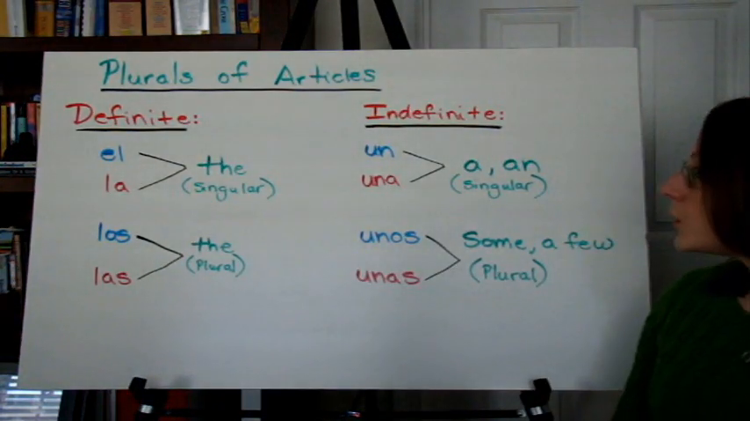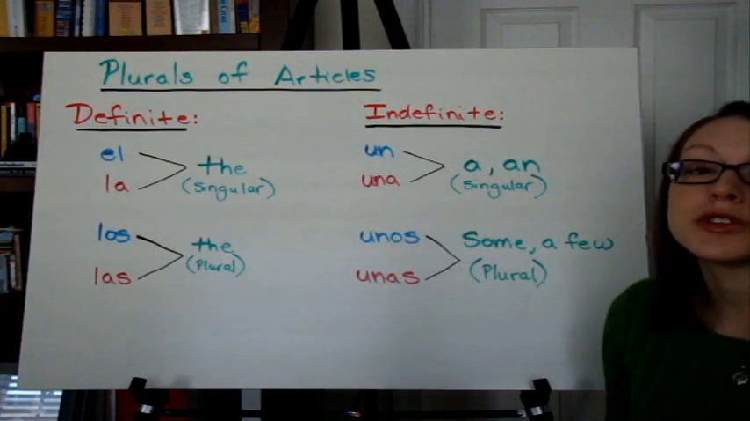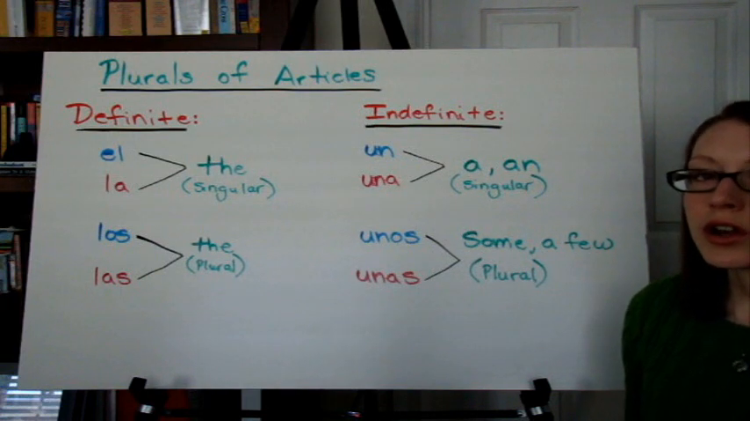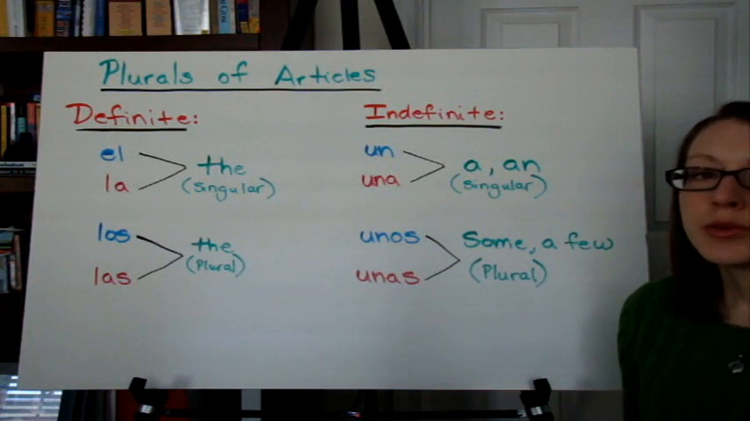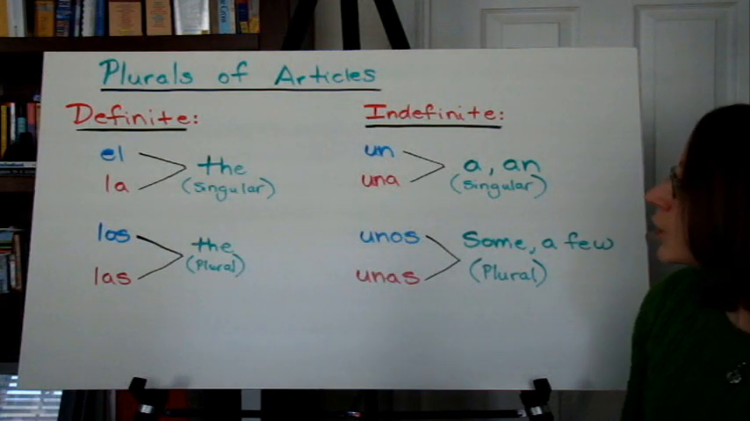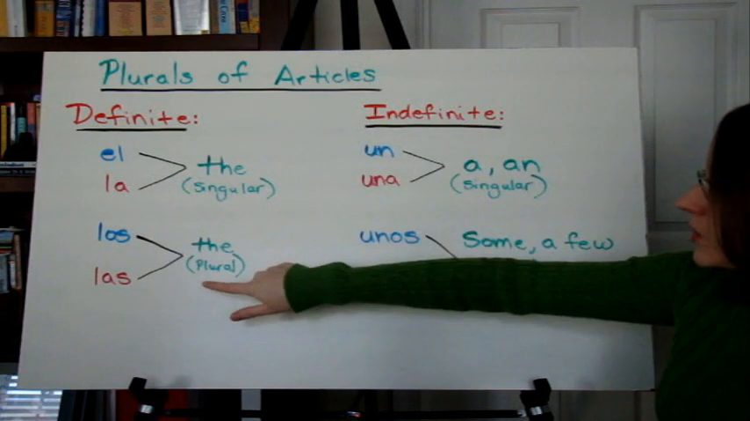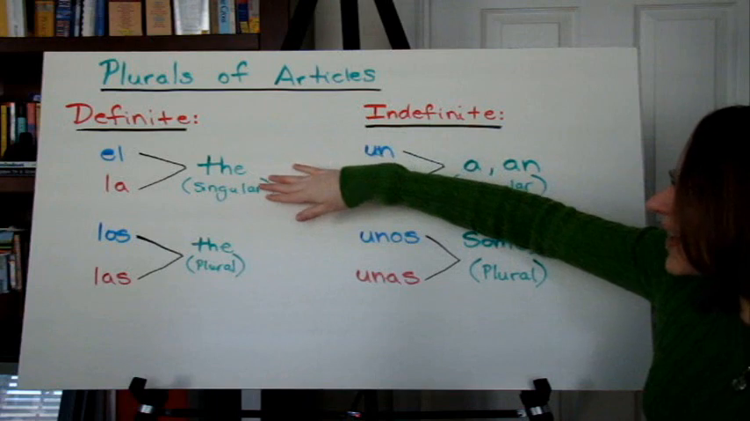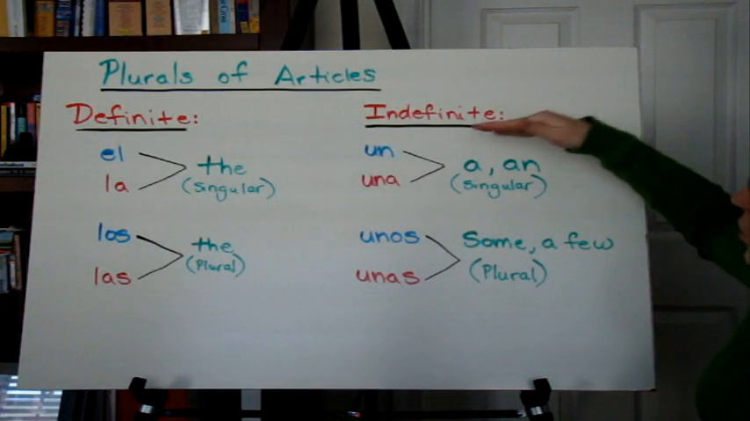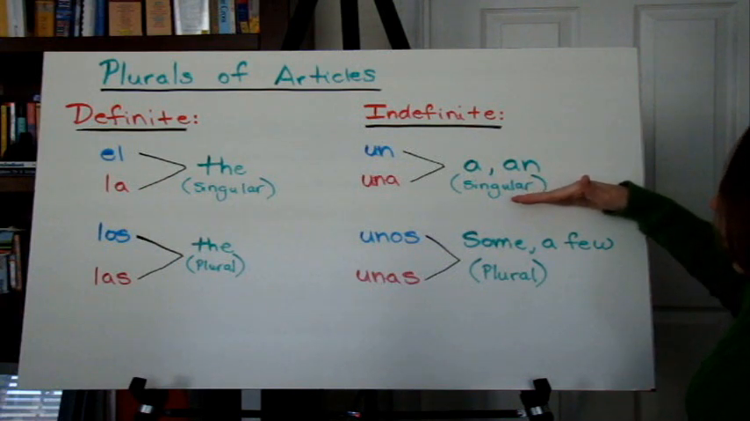Okay, in another chapter we learned the definite and indefinite articles, but those were the singular ones. Today we're going to learn how to make the singular articles, both definite and indefinite, plural as well. Just to review, the definite articles that we learned were el and la, and they both meant the, and those are singular. And the indefinite articles that we learned are un and una, so a and an. Okay, so those we already know.